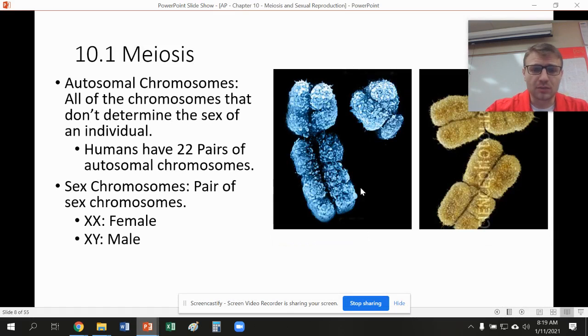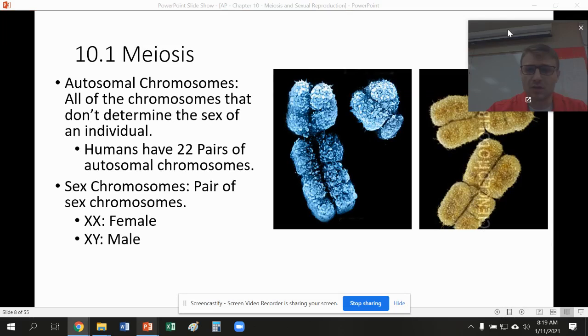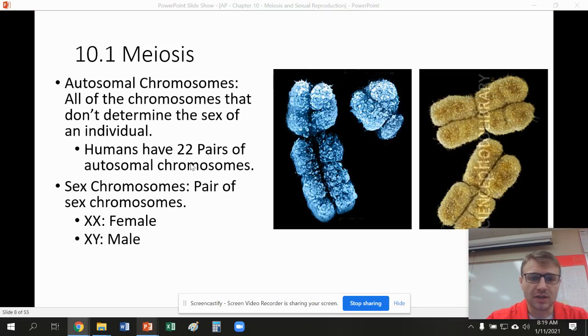Now, in meiosis, we have these autosomal chromosomes that we just talked about. Those are the chromosomes 1 through 22. They do a lot of different things in the body, but they don't determine the sex of an individual. You can see here the sex chromosomes. We have an X and a Y and then 2 X's. The X and a Y is a male. The X and the X is a female.